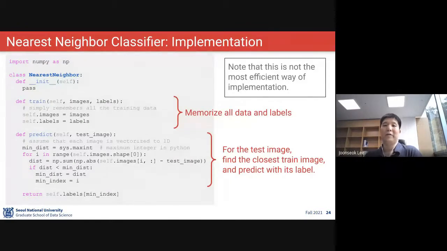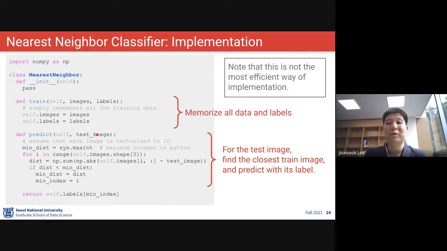So here's the implementation of the nearest neighbor classifier using that idea. As I told you, in the training step, we don't do anything. We just store or memorize all the training data in the memory. So given the images and the labels, we would like to just store that as class variables. So we define the self.images, and we just store it. And self.labels, and we just store it. So that's it.